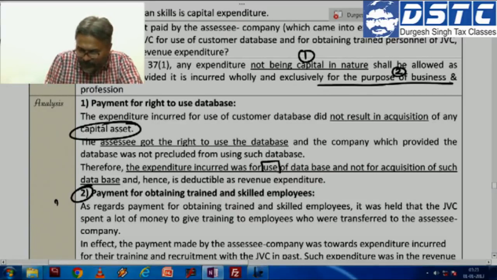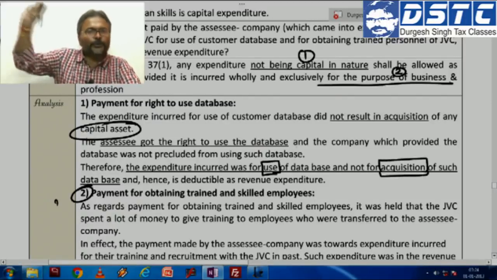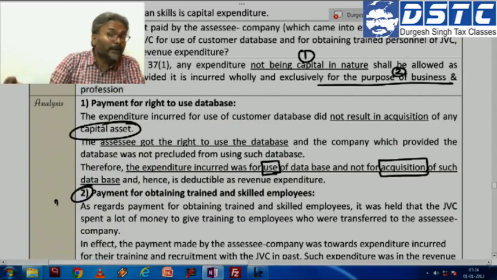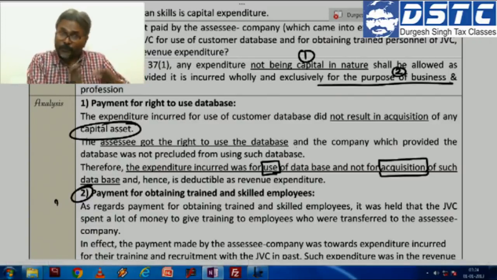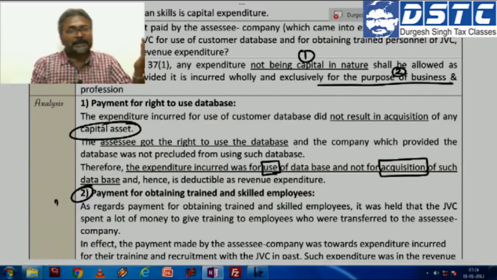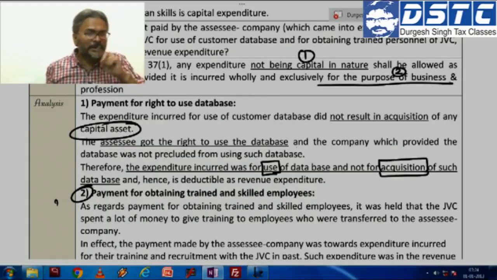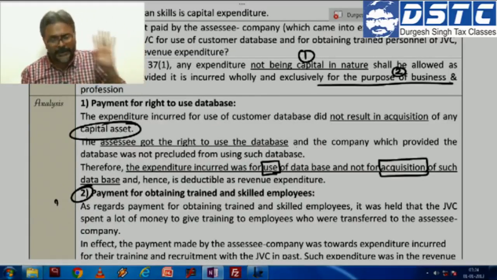See, the difference was use versus acquisition. What has the SSC done? Has he used the database? Is he paying for using it or for acquiring it? If it is for acquiring it, it means what? You are getting the asset. So if you are getting the asset, then in that case it's a capital asset coming in, and therefore it will be a capital expenditure. But here he is not paying for acquiring, here he is paying for using.